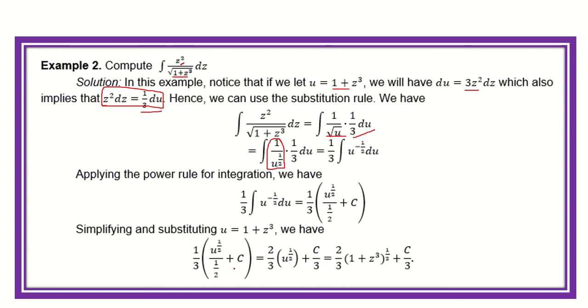So, ang 1/3 dito ay nasa labas. So, ito. So, ang plus c kasali ha sa plus 3. And you've got 2/3 of our u to the 1/2 plus c over 3. Kasi ang 1/3 nasa labas ng integral.